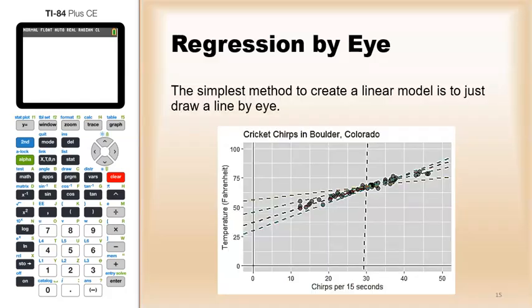All right, so if we have a data set and we want to try to draw a line that best fits the data set, one way is to just eyeball it and draw a line through it as best you can. You see on this screen here is the data set for the crickets, the cricket chirps, and I have 5 different lines going through it.